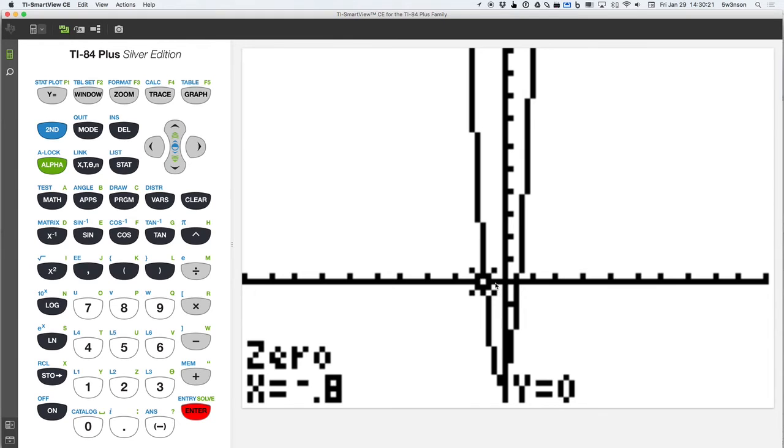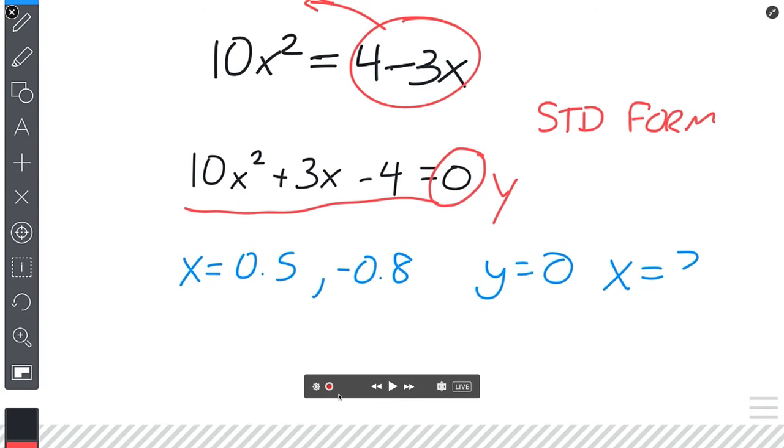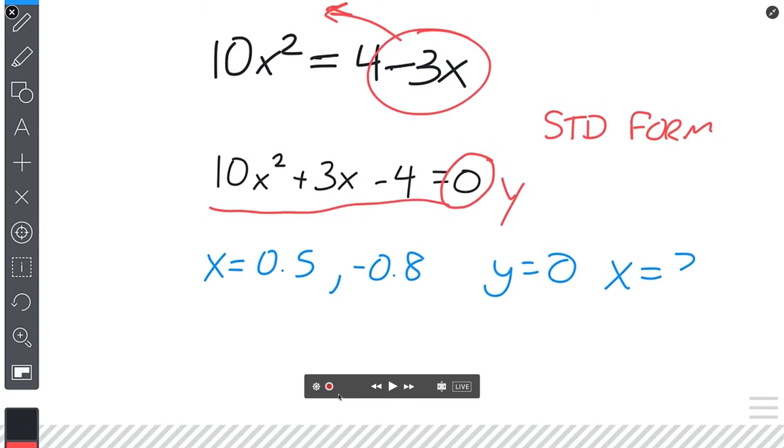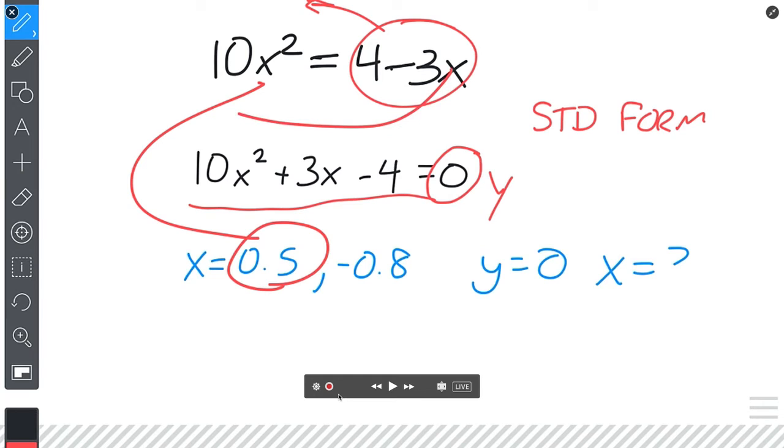And notice what it gives me, negative 0.8. So coming back here, negative 0.8 is my other solution. Now how can we test it? How do we know we're right? Well, we can check the solution just by substituting the 1/2 into here and into there to do the test.